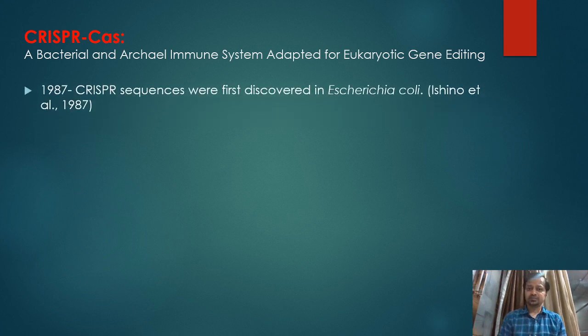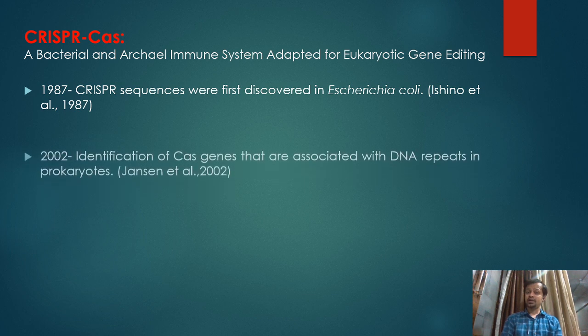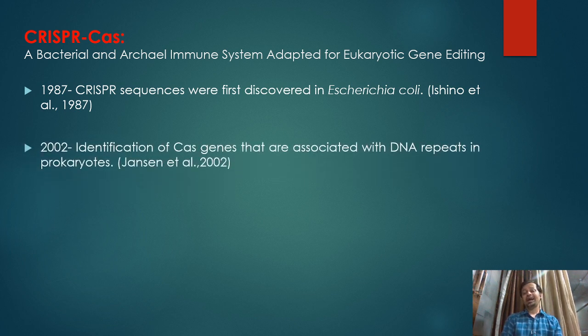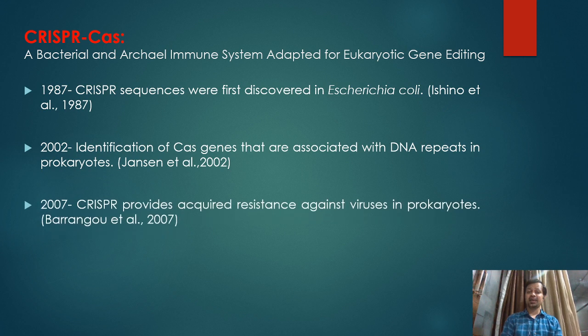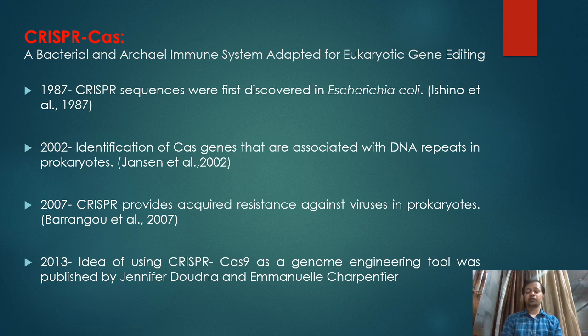A CRISPR locus was identified from E. coli for the very first time in the year 1987, whereas the better half of CRISPR, the Cas genes, were identified in the year 2002. A role of CRISPR-Cas was described in the year 2007: that CRISPR-Cas helps in resisting the life cycle of bacteriophage. Whereas for the very first time in the year 2013, a role of CRISPR-Cas for the purpose of genome editing was published.